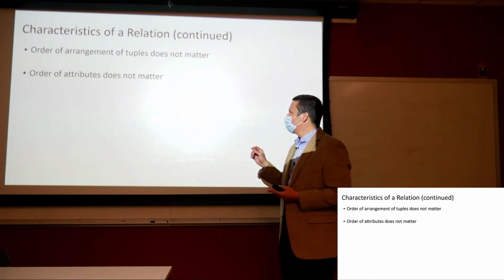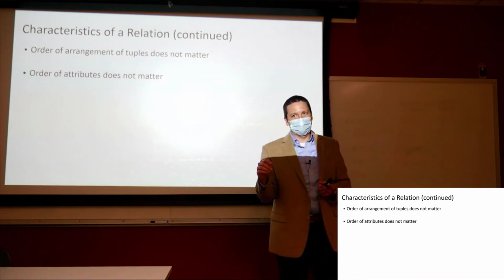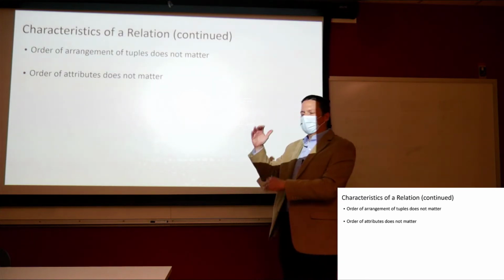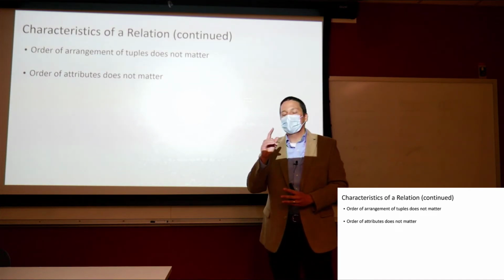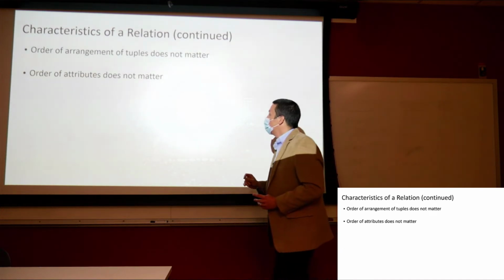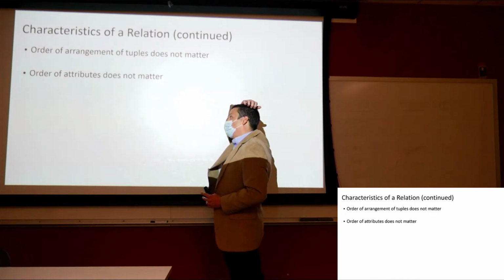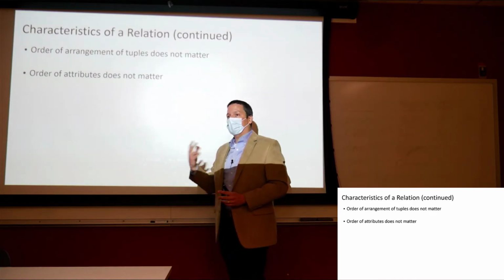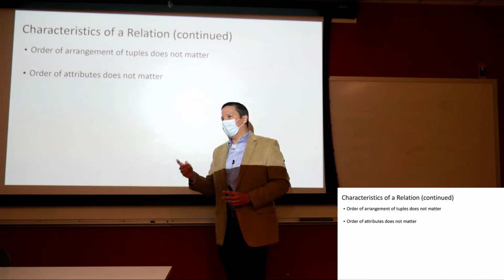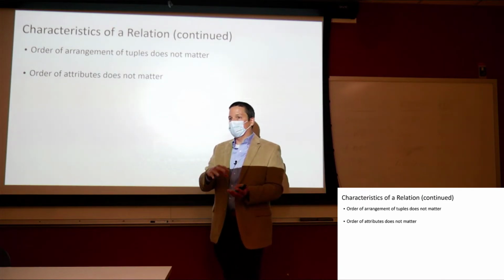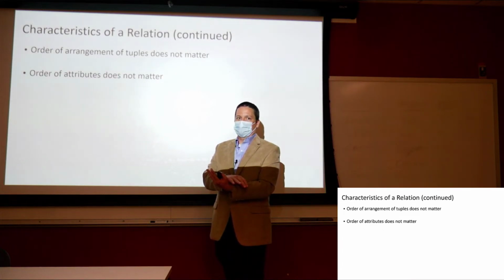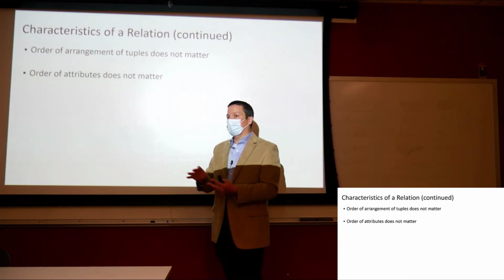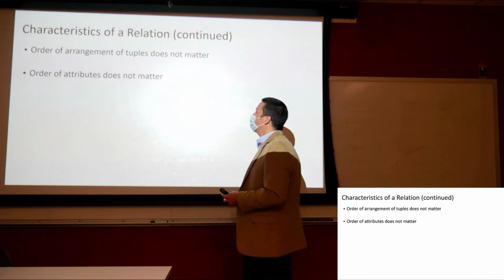Now this sounds like a bad thing, because if they're in no order, it's going to be hard to find what you're looking for. But the benefit is that since they are not stored in any particular order, when we query the data, we can define the order that we want to see the tuples or the attributes without any performance penalty. So we can rearrange and reorder without incurring any cost.